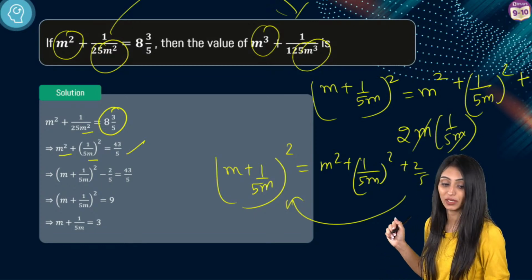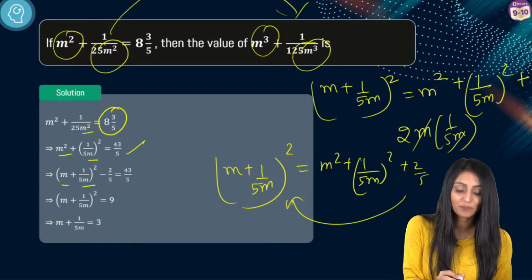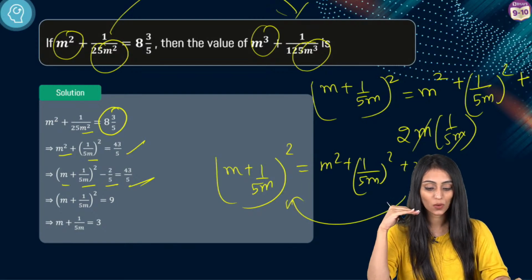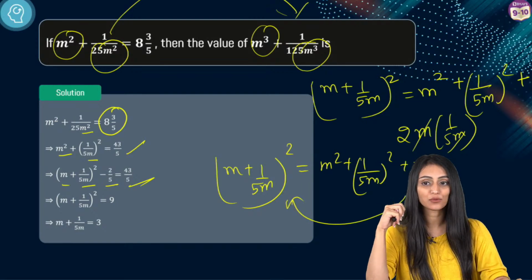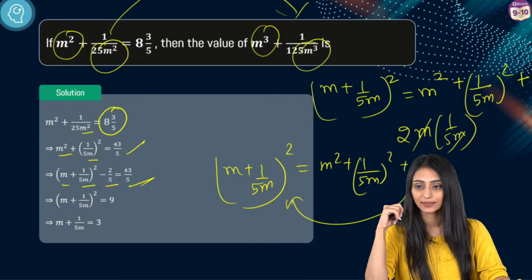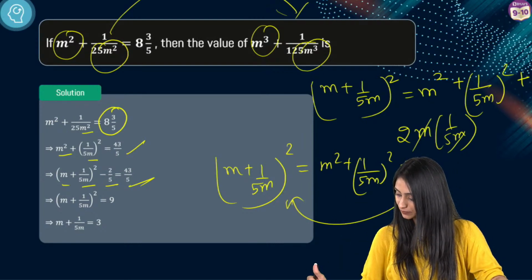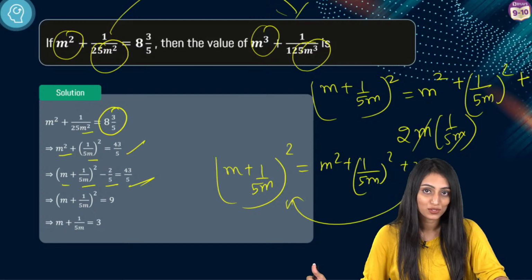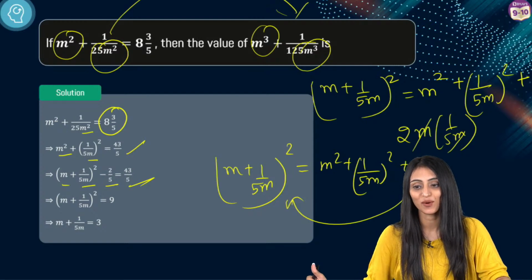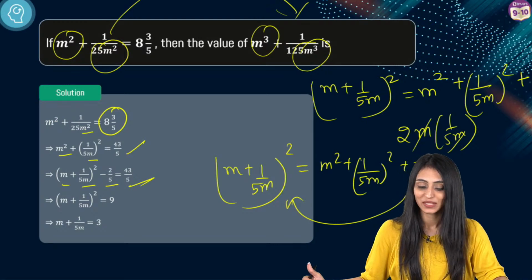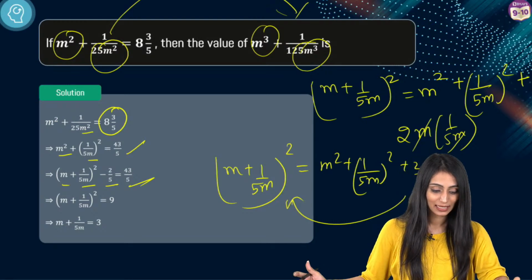What will I get from here? I'll have this step: (m plus 1 by 5m) whole square minus 2 by 5 equals 43 by 5, right? This is what I'm going to get. Any doubt still here? Yes, simple application, right, Bishal? Yes, in 9th also you have done these kinds of sums, right, in polynomials. This is clear?